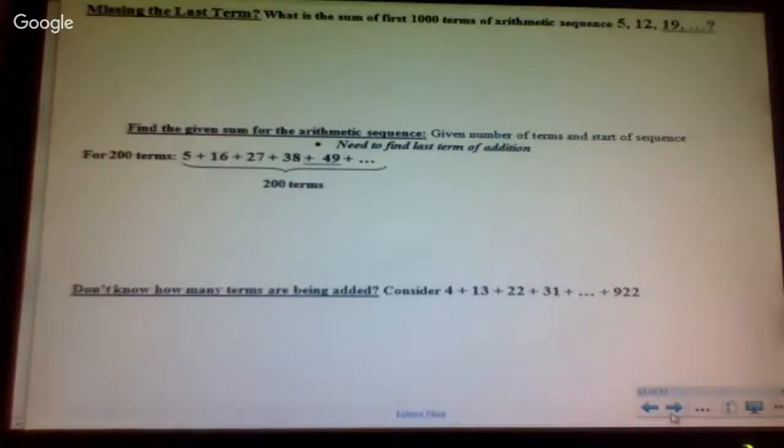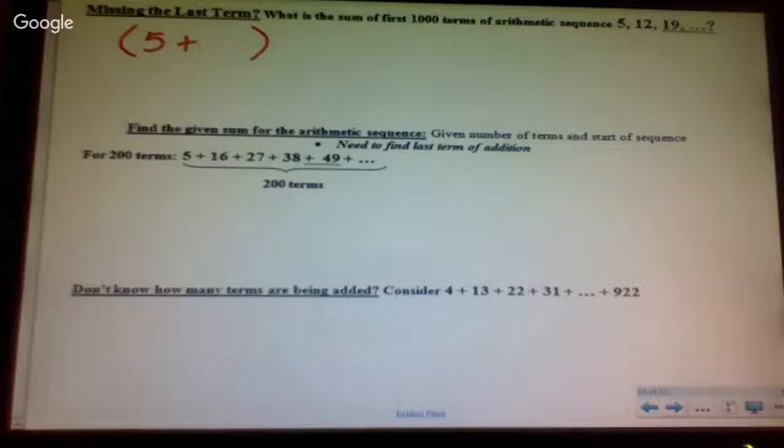Okay, so the next one we need to look at is, oops, they didn't give me my last term. They tell me how many terms I have, they tell me what my first term is, but they don't give me my last term. So remember, my formula is first term plus last term. What's my first term? 5.